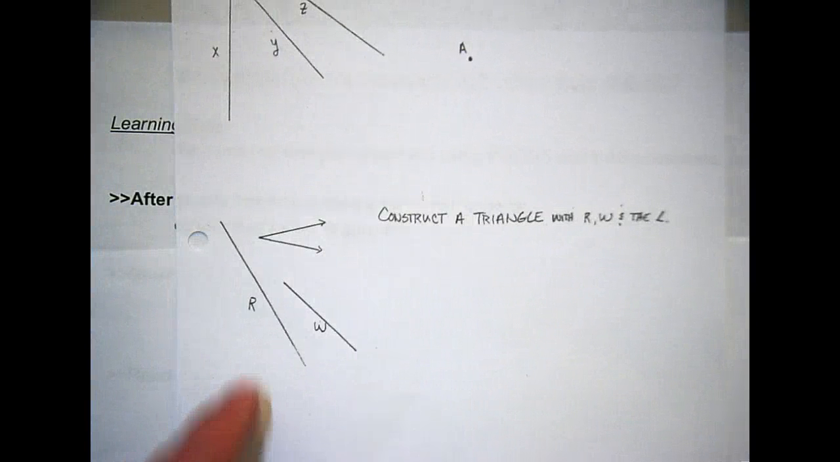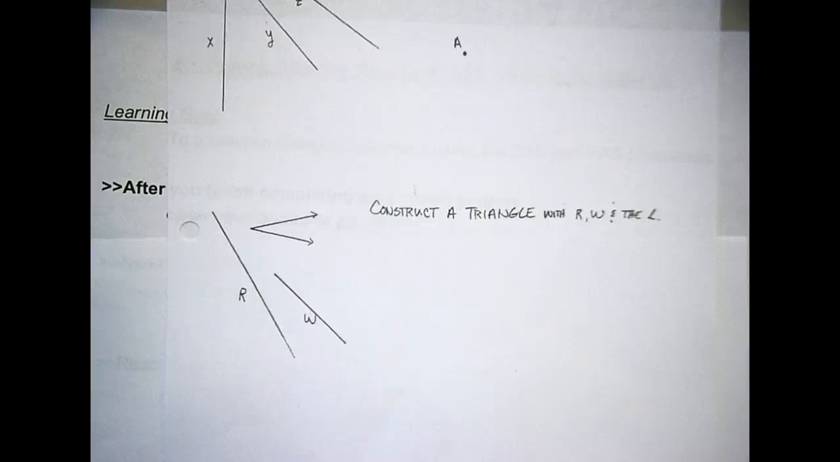Yeah, on this second construction, your third length can be anything. It doesn't have to be R or W. So two of the lengths, one is R, one is W. The third length could be anything you want.